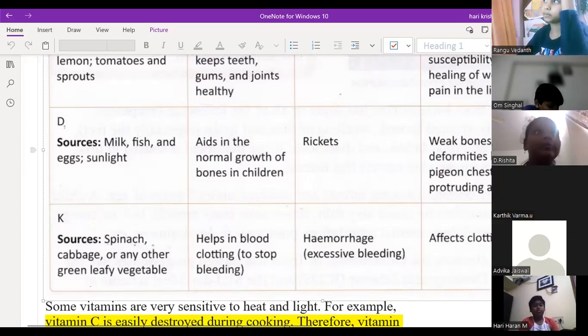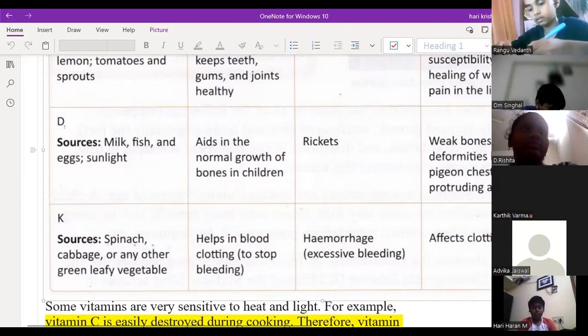So that's why they keep turmeric, sir. They'll keep turmeric or apply something to stop the bleeding.